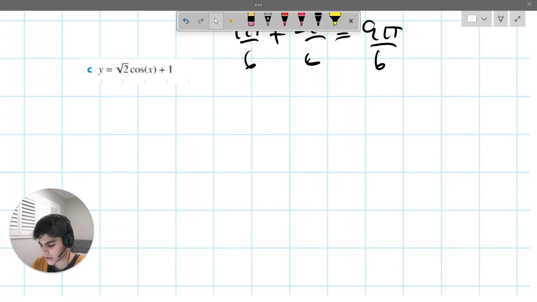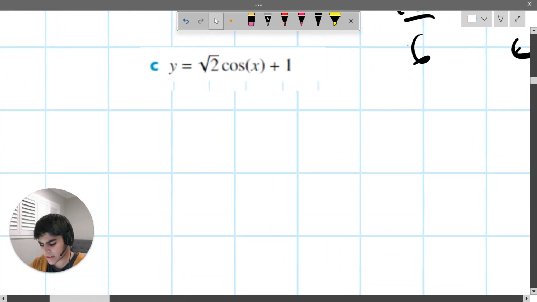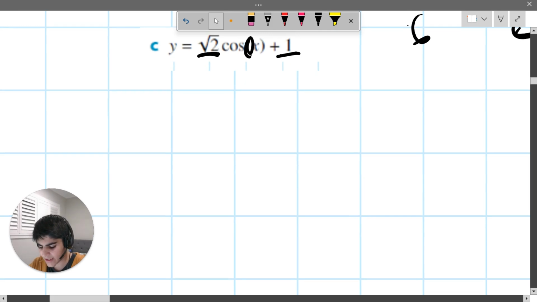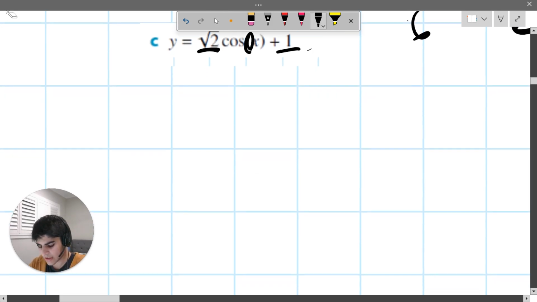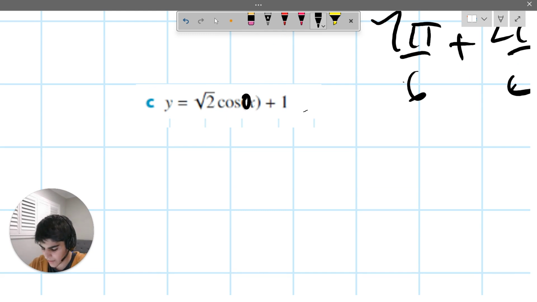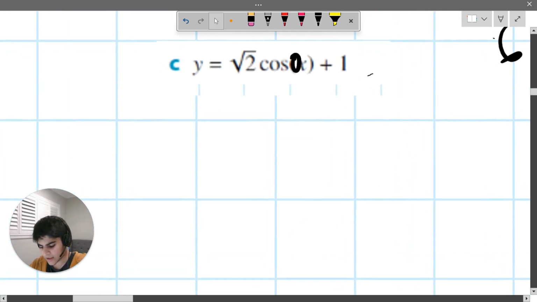Now for root 2 cosine x plus 1. With this function, we have no dilation relative to the y-axis. We have a dilation relative to the x-axis by root 2. Our amplitude becomes root 2, and our translation is 1 unit up. Okay, let's find the solutions. Because we have no dilation here, all our solutions remain within 2 pi, so there's no need to adjust the domain.